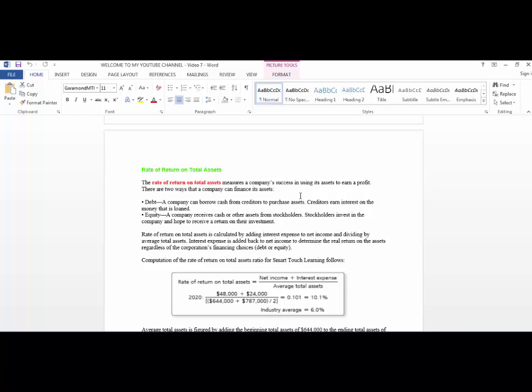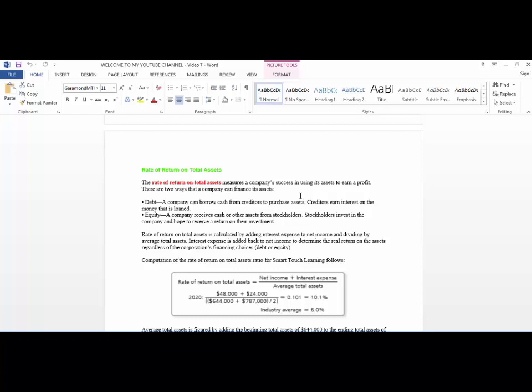So basically, for example, if a person takes a loan from a bank, what would happen? The person gets the money, and the bank gets interest on it. Equity means that the owner or the stockholder invests in the company and hopes to receive returns on their investment in the future.